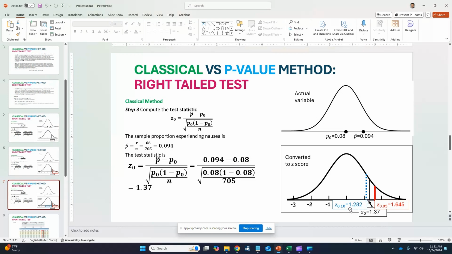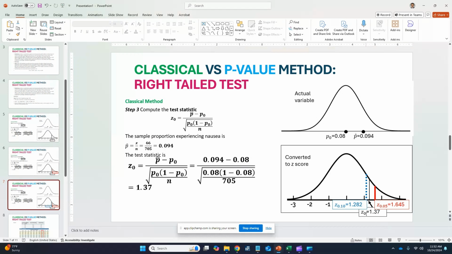That means if we have a value equal to 1.37, that means the p hat is 1.37 standard deviations away from p0, and we set the level of significance equal to 0.1, that is, we want to be 90% confident, then we can reject the null hypothesis. But if we set the level of confidence equal to 95%, then we fail to reject the null hypothesis.